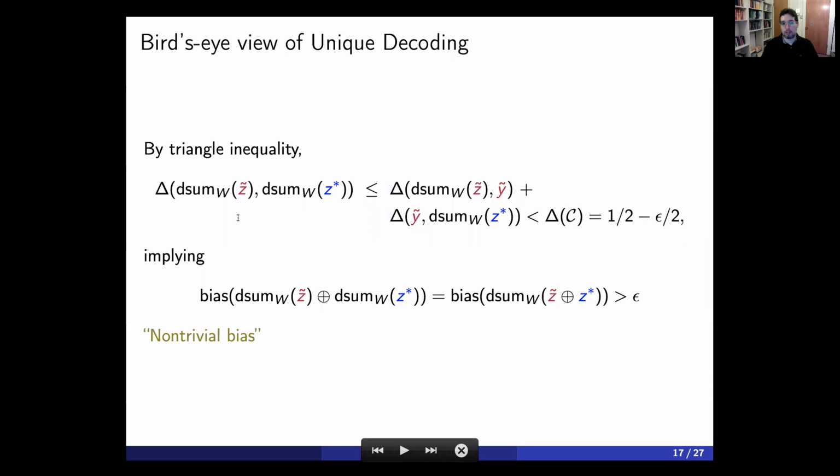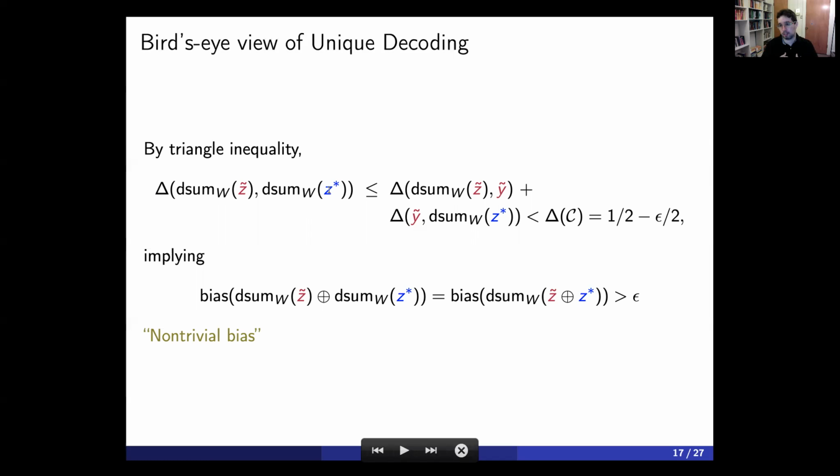And now applying triangle inequality, if you want to bound the distance between the unknown code word, this is y star, and our approximate solution, we can use triangle inequality. This part is by assumption because you're doing unique decoding, at most half of the distance. And this, by the quality of the lower bound that you have on the optimal value of the CSP, is also at most half of the distance.